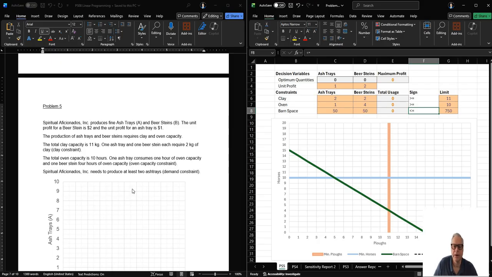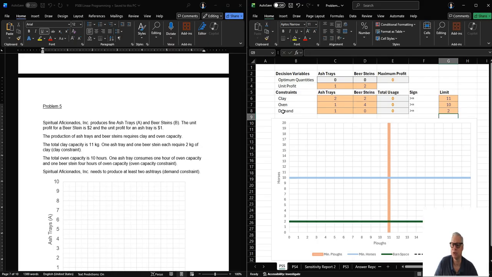And then we have a demand constraint. We have to produce at least 2 ashtrays, so I put under ashtrays a 1, but a 0 under beer stein, and the sign has to be greater than or equal, and so at least 2.